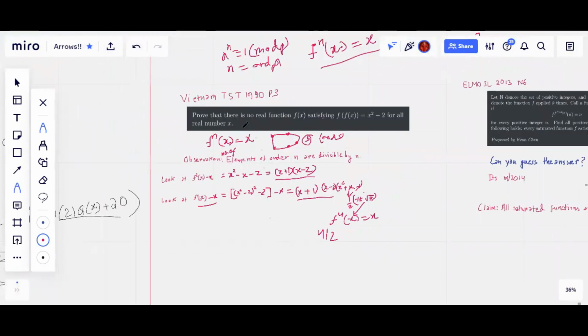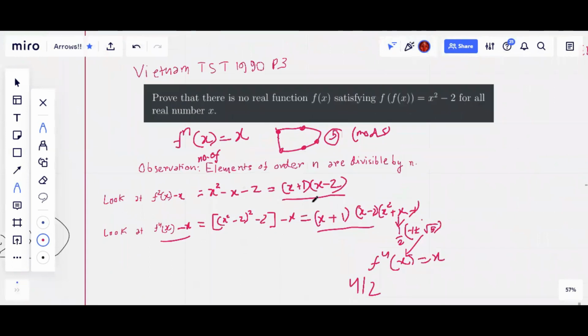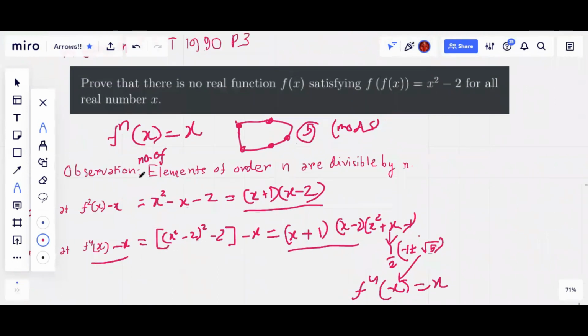So I hope you realize how powerful the idea is to consider the order of a function as defined. And if you have any difficulty understanding that the number of elements of order n is divisible by n, I'm again saying that you should try it out. Try an example. I think it should help.